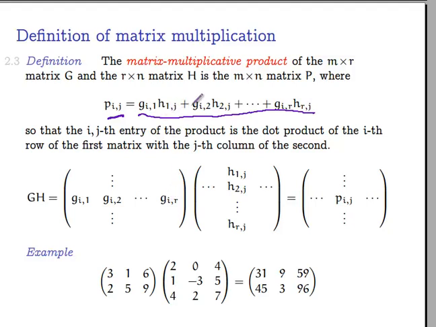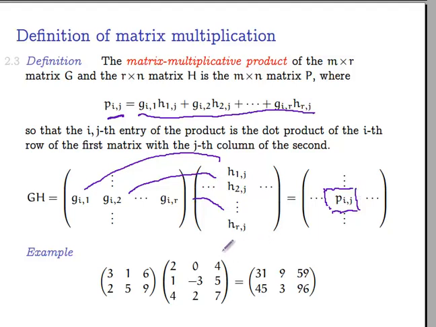Similarly, we have H1j, H2j, and so on. Those are all the entries in the jth column of H. And we pair these up one by one, multiply, and add together. And where you put that result is exactly in the ith row and jth column of the product.